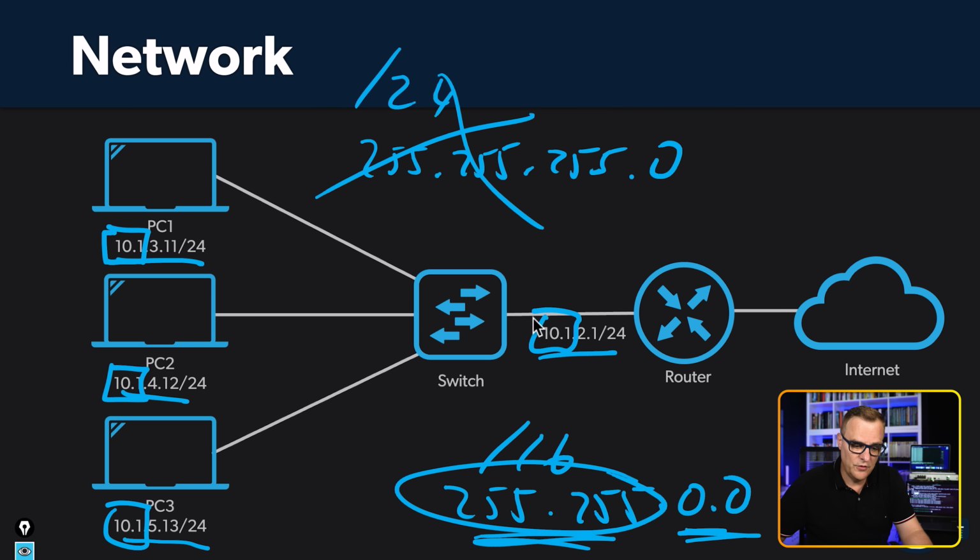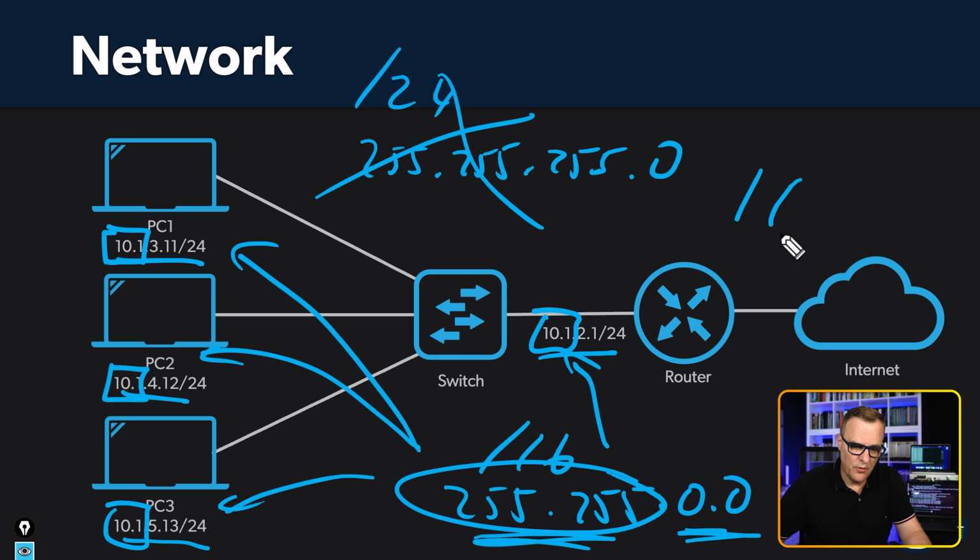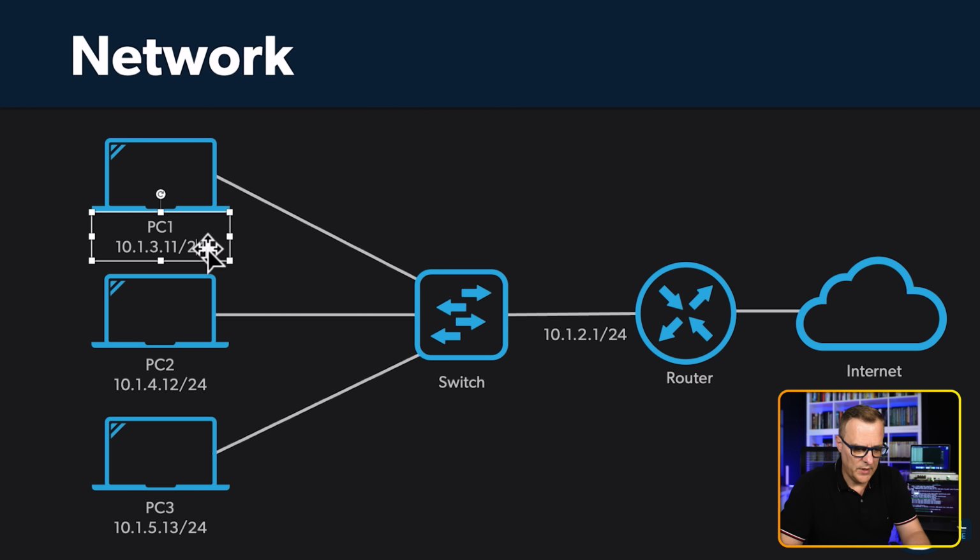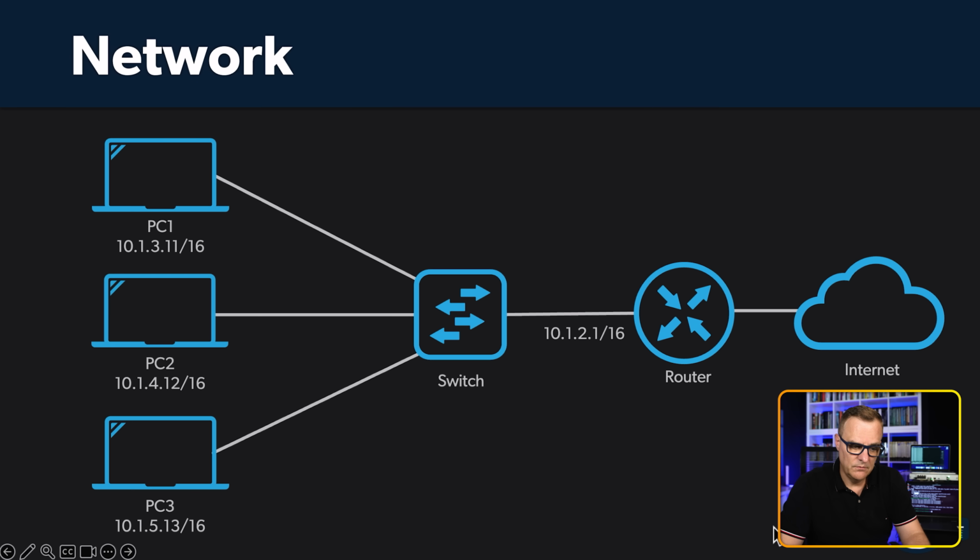So if we say the first 2 octets need to be network, these devices will all be in the same subnet because they all start with 10.1. First 2 values are 10.1. Okay, so what I need to do is update this to /16, and hopefully then we'll have IP connectivity. Devices will be able to ping each other, hopefully, as well as get access to the internet.